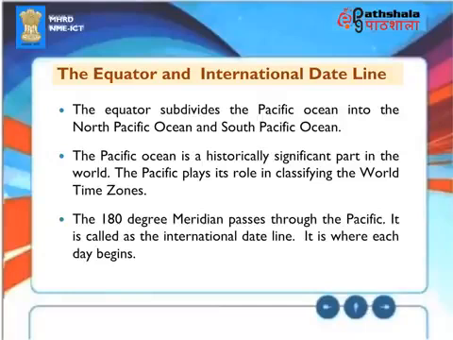The Equator and International Dateline. The Equator subdivides the Pacific Ocean into the North Pacific Ocean and South Pacific Ocean. The Pacific Ocean is a historically significant part of the world. The Pacific plays its role in classifying the world time zones. The 180-degree meridian passes through the Pacific. It is called the International Dateline. It is where each day begins.